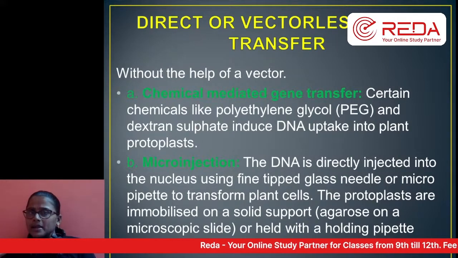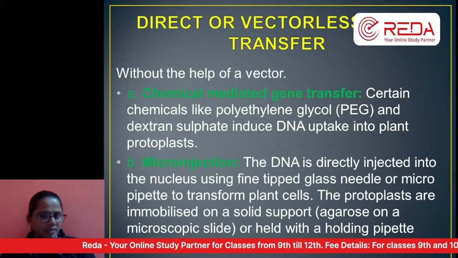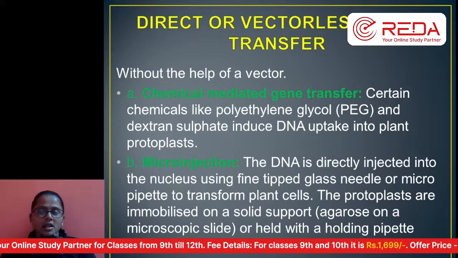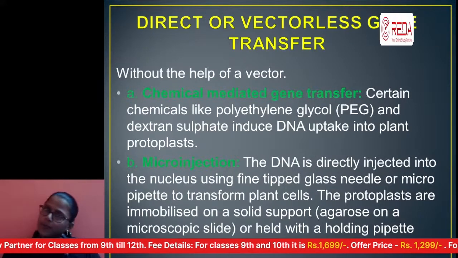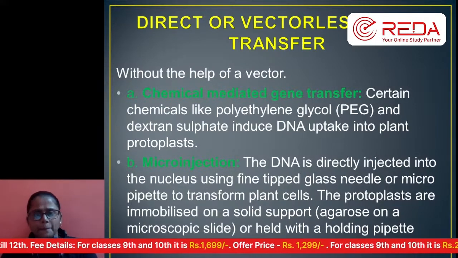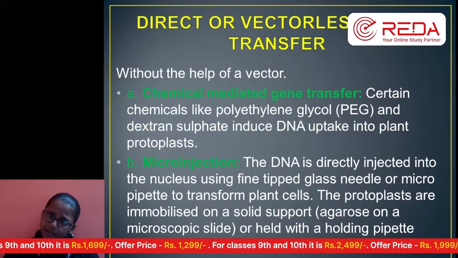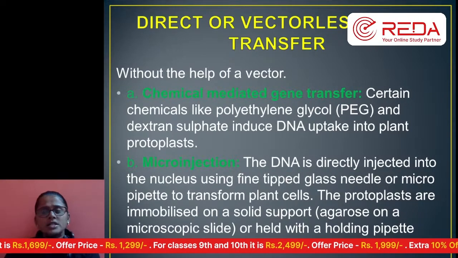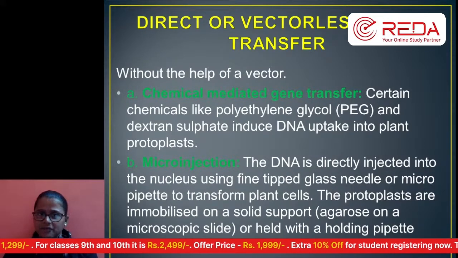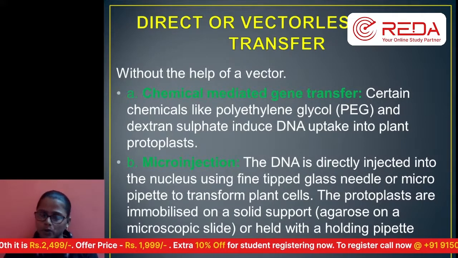Certain chemicals like PEG, that is polyethylene glycol, and dextran sulfate induce the plant to take up DNA directly into the plant protoplasm. They give a pressure to the plant cell to take the DNA from the environment. Such chemicals are PEG, polyethylene glycol, or dextran sulfate. So they are used for the uptake of DNA by the plant protoplasm.